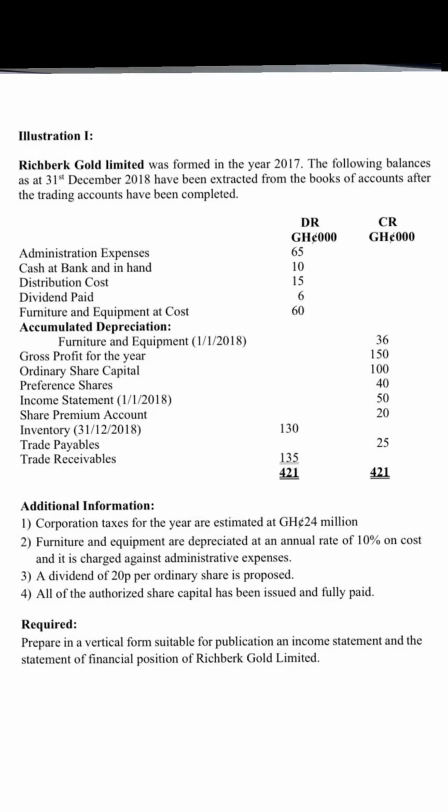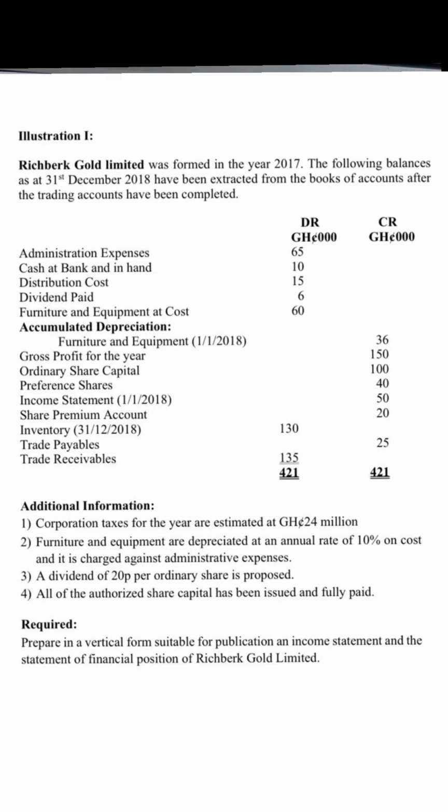So when you go through the trial balance, we have administration expenses, we have cash at bank and in hand, we have distribution cost, we have dividend paid. So dividend payment can be in two forms. The one that we've proposed, that is the one they haven't paid, and the one that they've paid actually. So in the trial balance, you see that they have dividend paid. That means they've paid some dividends, which happened within the year.